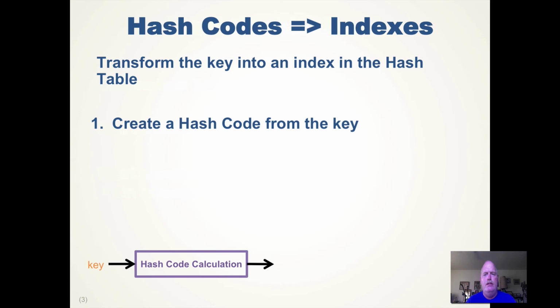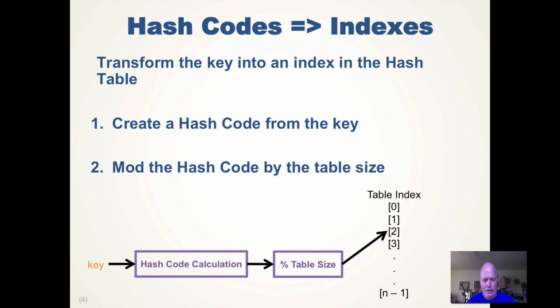We transform the key. First, we create a hash code from the key. So we use some calculation that takes this key and creates an integer based upon this key. We then mod that integer by the size of the table. That gives us the index of the item, where we want to put the item in the table or where it should be in the table.